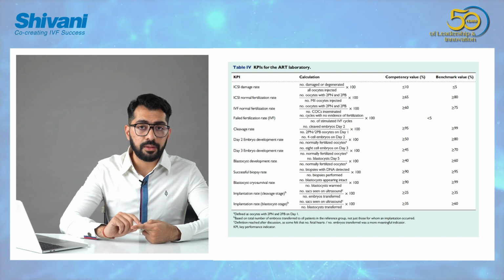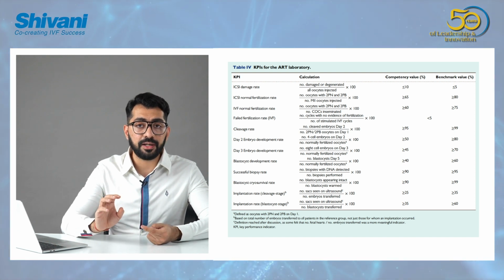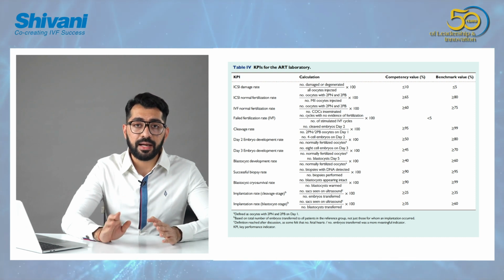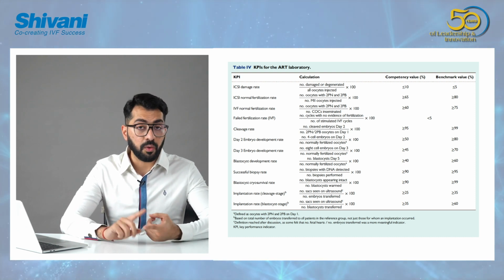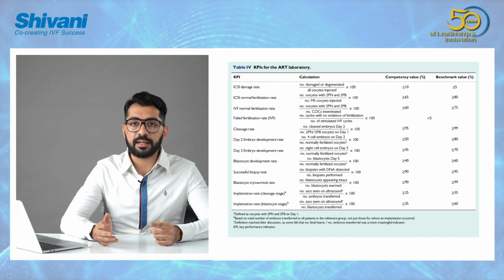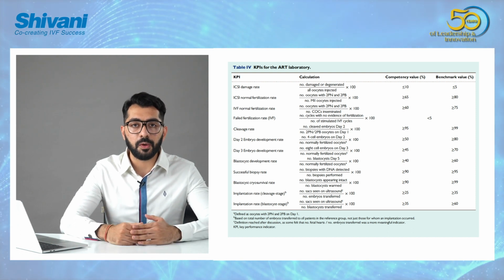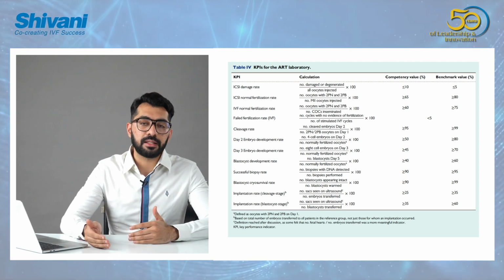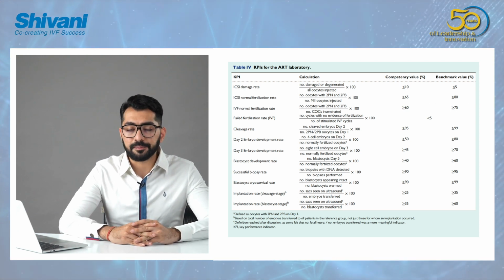What does it tell us about the embryologist? If the implantation rate is good, it's telling us that the embryologist is selecting the right embryos for transfer. What does it tell us about the clinician? It's telling us that the clinician is following the right protocols, especially for luteal support, etc., and the pregnancy is being established because of that.